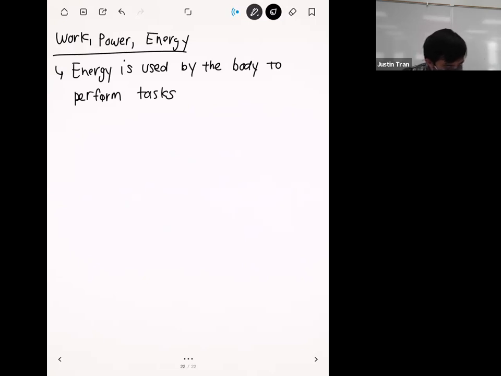There are several different forms of energy. I'm just going to list them really quickly because a lot of these you've probably seen in previous classes. On the one hand, we have work, where work is the product of force times distance. If you push an object a certain distance with a certain amount of force, then you're performing work on it.